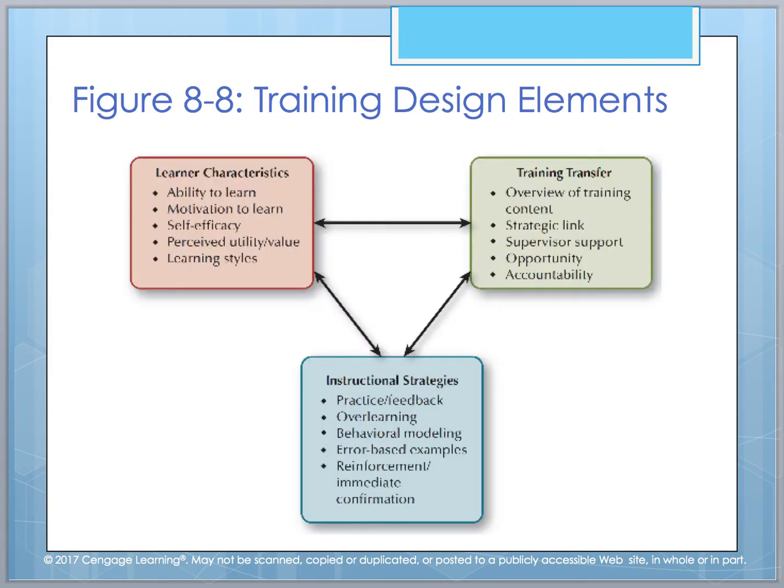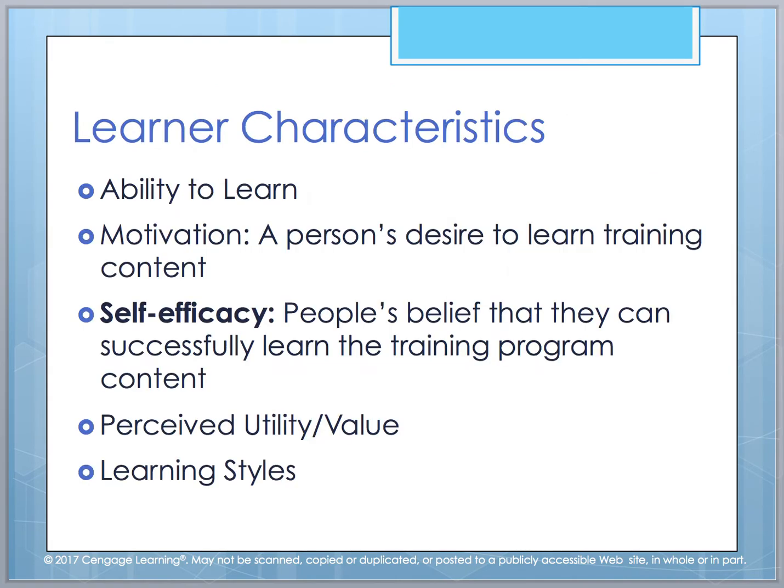The training design elements: we have a learner characteristic, so it could be self-efficacy. That then translates over to the training transfer, the possibility of, let's say, accountability or opportunity. Those both factor into our instructional strategies of practice and feedback, making sure that we're not having anyone as part of overlearning. And then, of course, there's reinforcement and immediate confirmation.